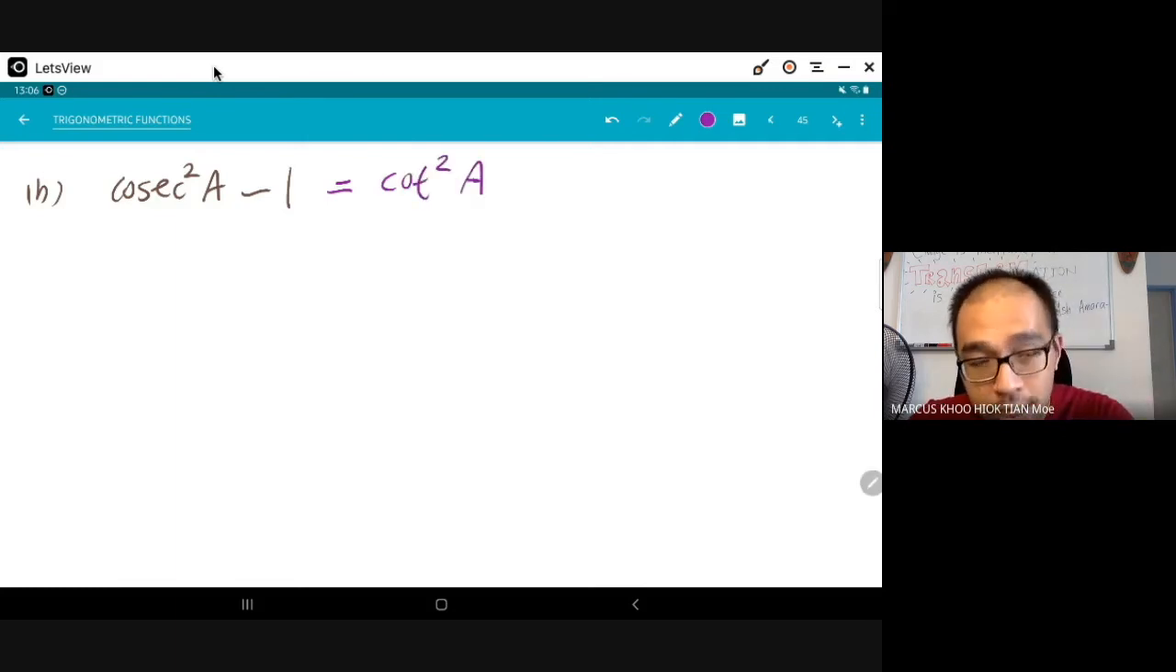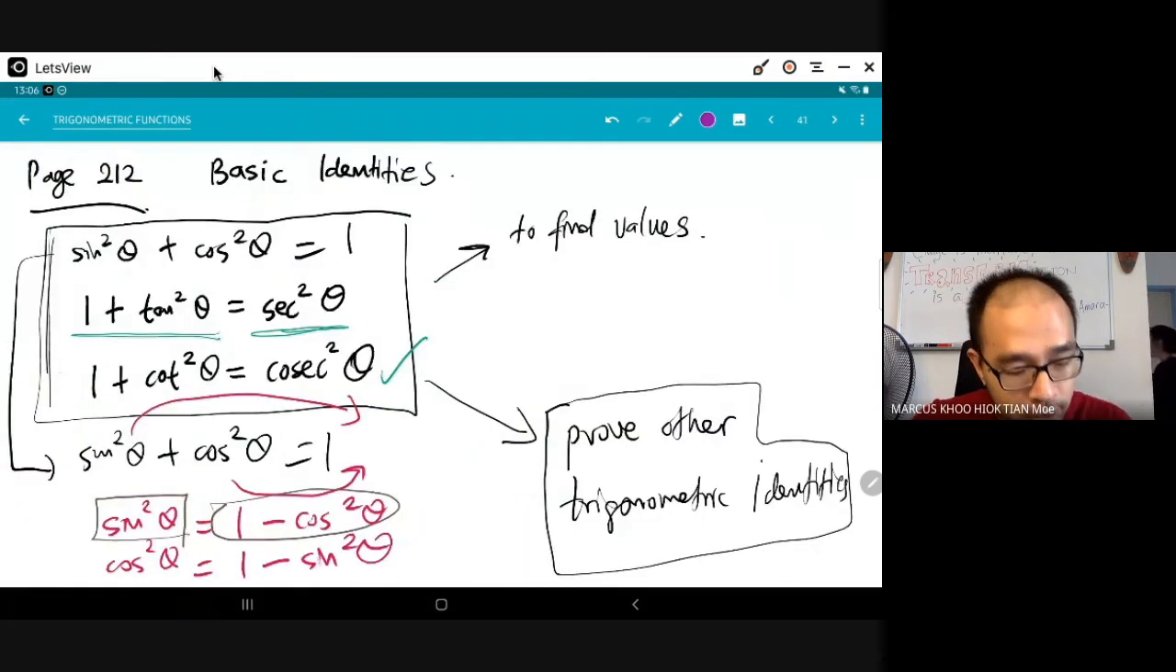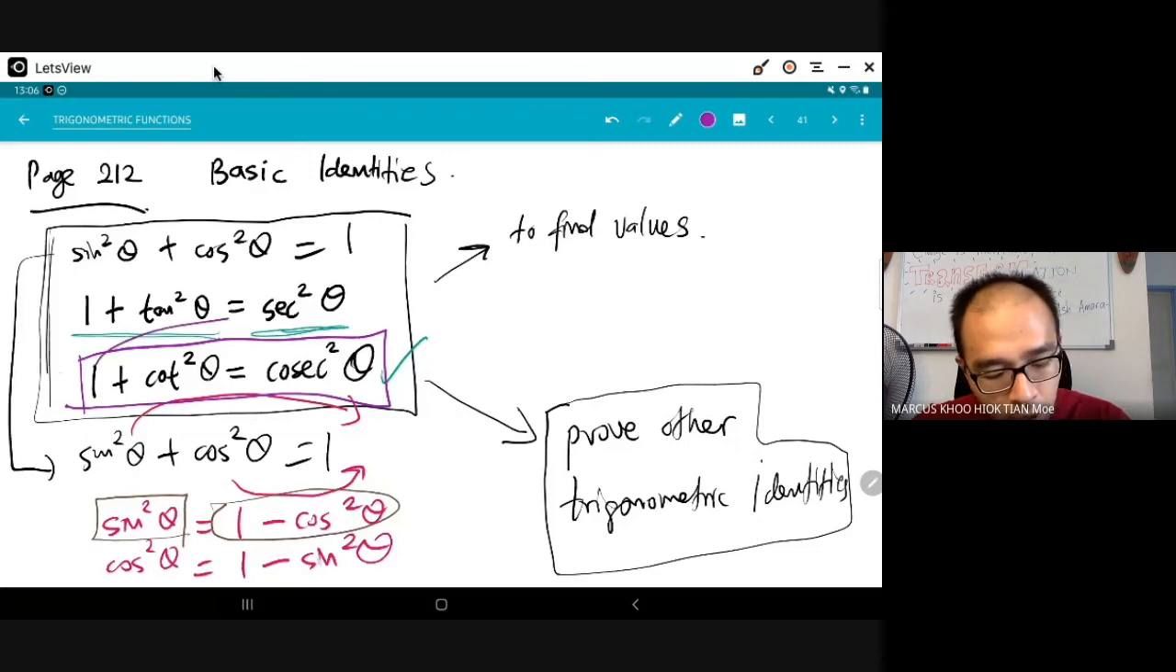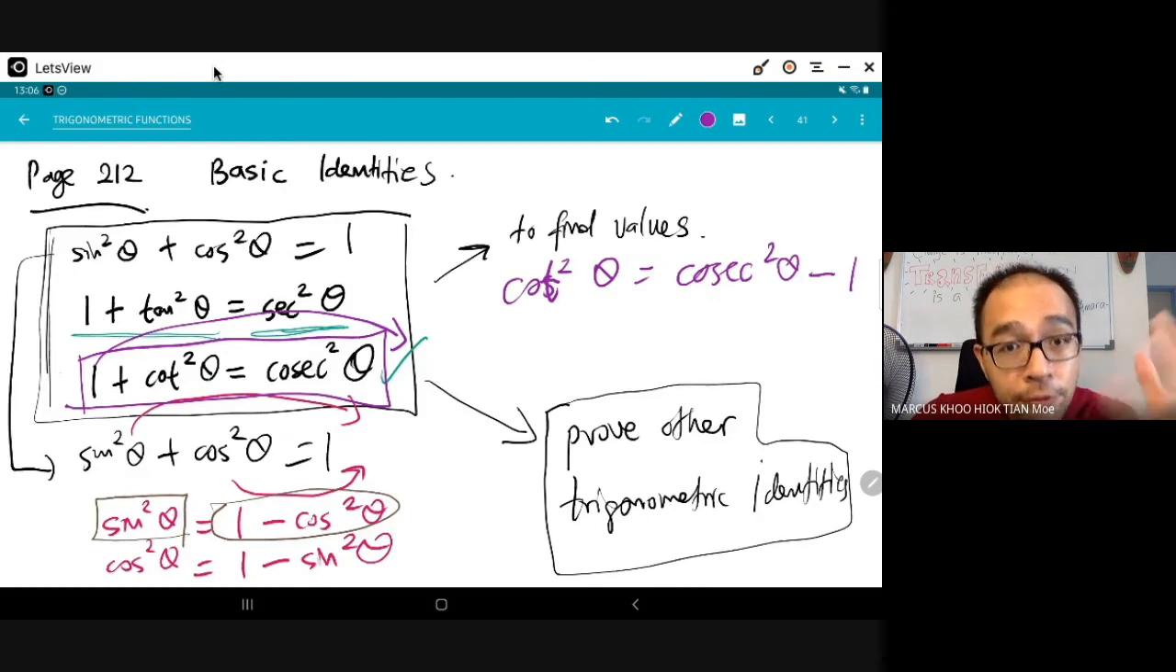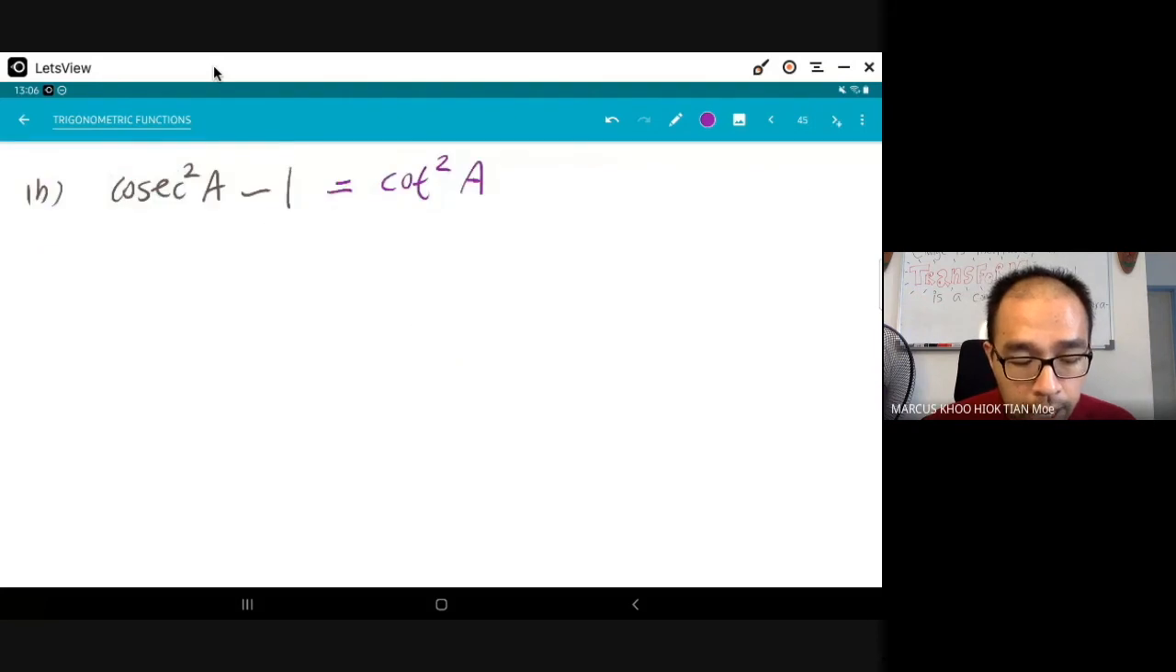Be fluid. As I said before, be fluid in this one. We're talking about this one, right? I know. But if you move the 1 across, it becomes cotangent squared theta equals cosecant squared theta minus 1, which is exactly the one that we want. Be fluid with the identities. Don't be stuck in that mindset. So actually it is cotangent squared A.